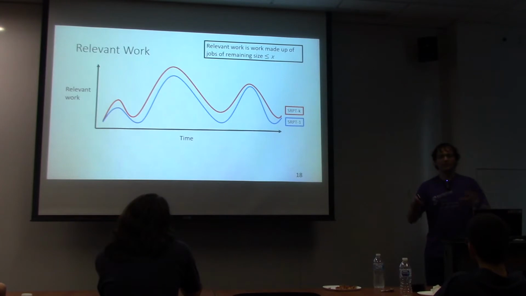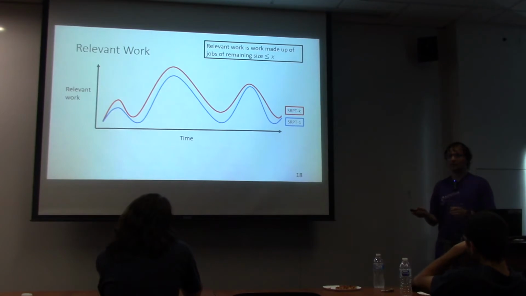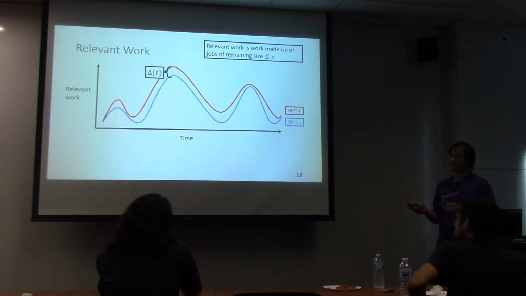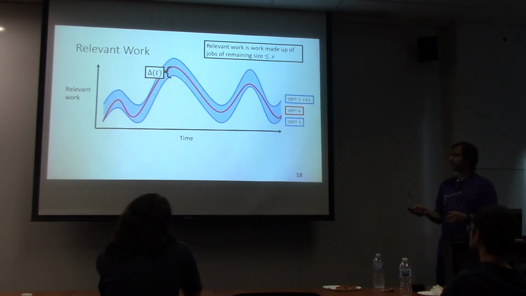In particular, we'll imagine we have these 2 systems, and we're running them both at the same time, receiving the same arrivals. And what we're going to do is show that the difference in relevant work between the 2 systems, if they receive the same arrivals, will always be small. We'll call this amount delta t. And in particular, we're going to show that delta t is never greater than kx. So what that means is that SRPT-k's relevant work always stays in this river between the relevant work in SRPT-1 and kx more than that.